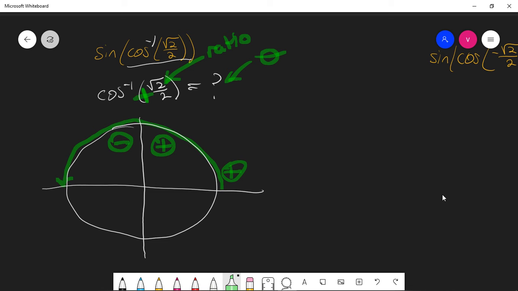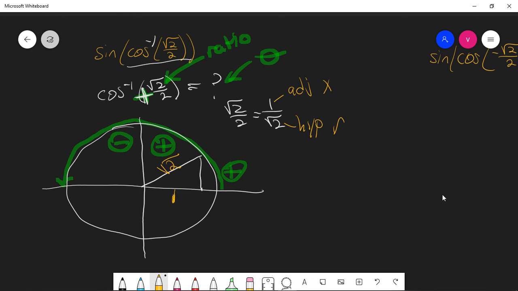Quadrant 1, x and y are both positive. So since this is a positive ratio, we're drawing our triangle in here. This is the same as root 2 over 2, as we've said before, which is the same thing as 1 over root 2. Okay, so cosine ratio is adjacent over hypotenuse, or x over r. So the adjacent is 1. The hypotenuse is root 2.